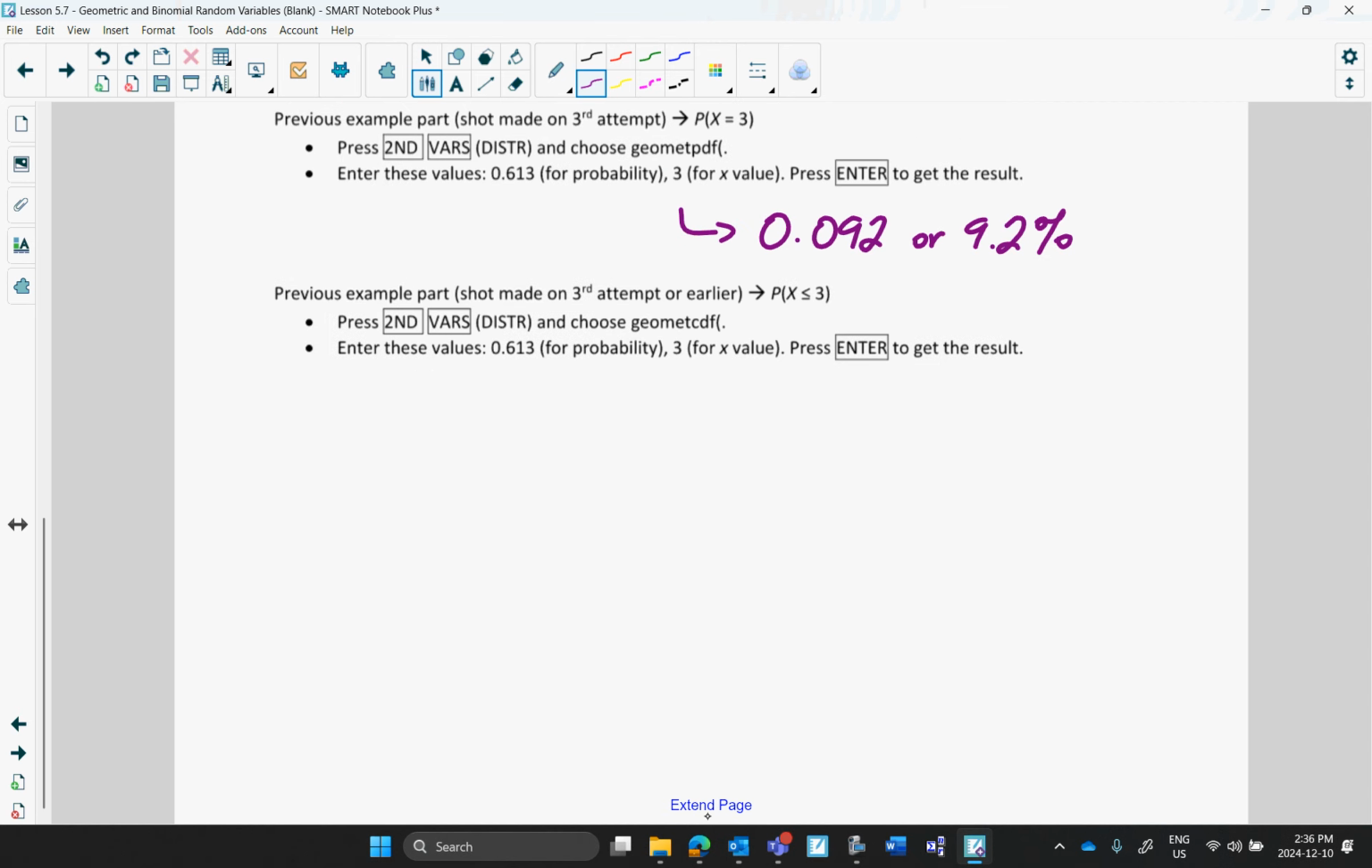If we wanted to find it on the third attempt or earlier, well, first of all, do you think the probability is going to be higher on this one, if he gets it on the third attempt versus the third attempt or earlier? On this one, right? Because really what happens is the probability of getting it on the first attempt is the highest, and then it goes down after that. You could actually draw a bar graph and it would look like this. That's actually what a distribution would look like.